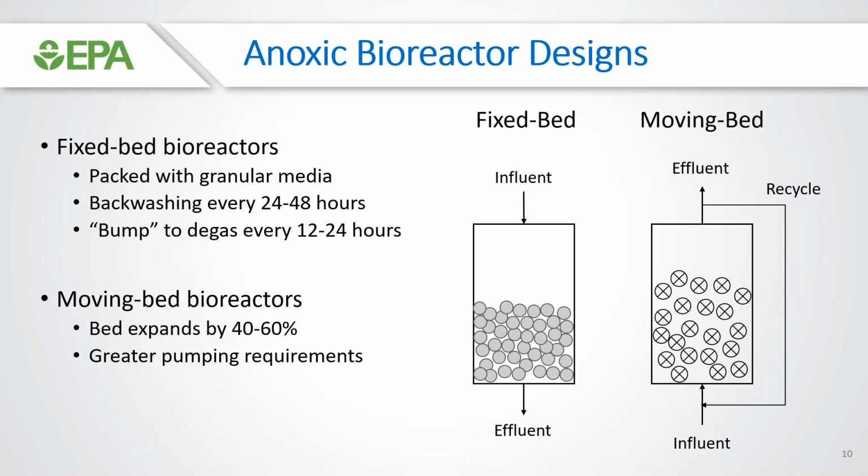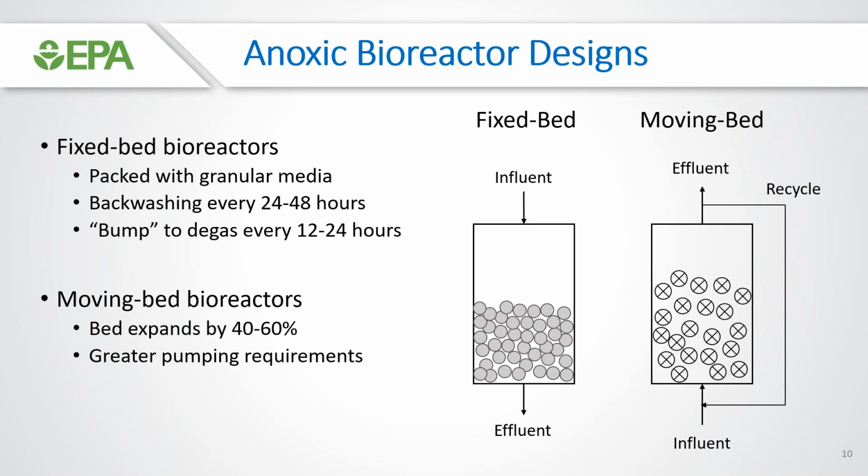These systems tend to need to be backwashed every 24 to 48 hours, and more frequently you would bump it to degas, about every 12 to 24 hours, because we are producing nitrogen gas, and those form as little bubbles within the packed bed, and those bubbles disrupt the flow path and cause issues hydraulically. So this bump would be at a lower flow rate and for a shorter duration, and happening more frequently than the full backwash.